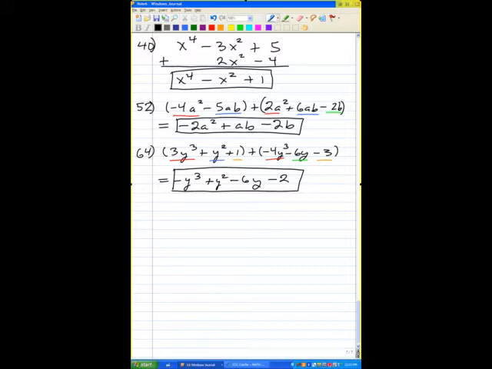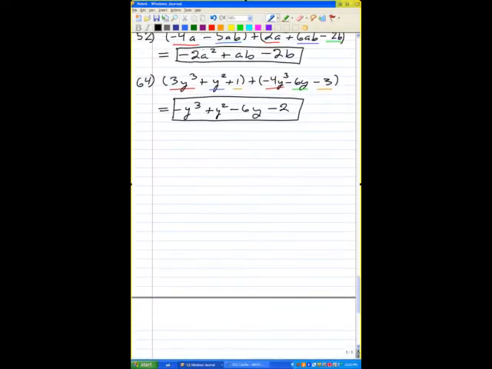Let me do problem number 68. So for problem 68, it says subtract negative 6y to the 4 minus 5y cubed plus 9 from 2y to the 4th minus 7y cubed plus 8.